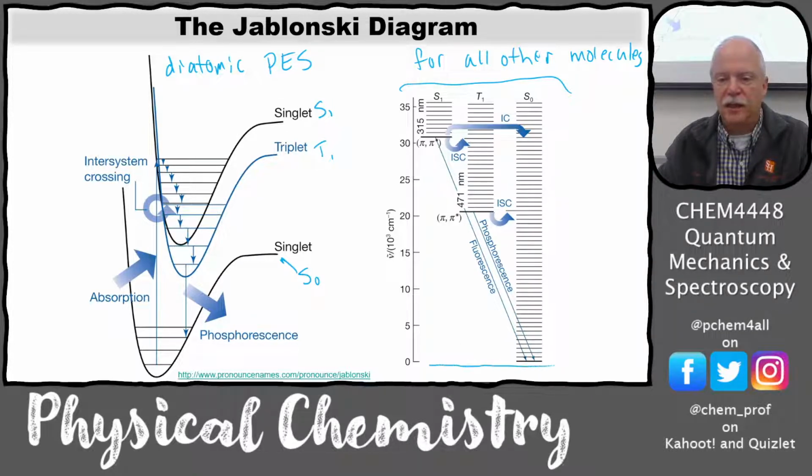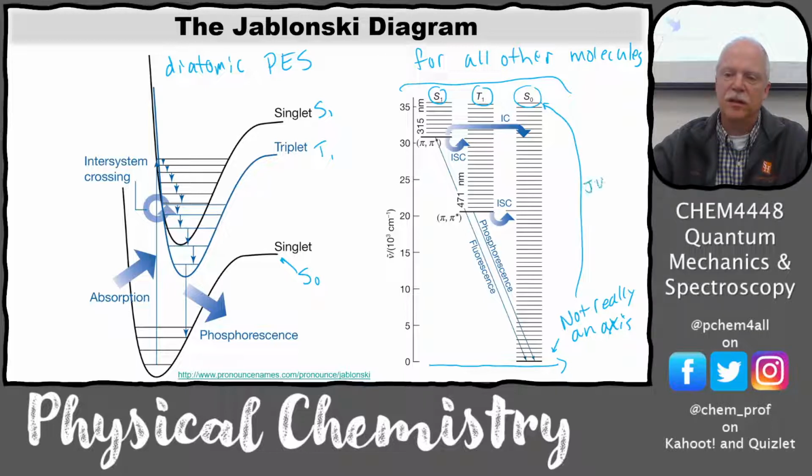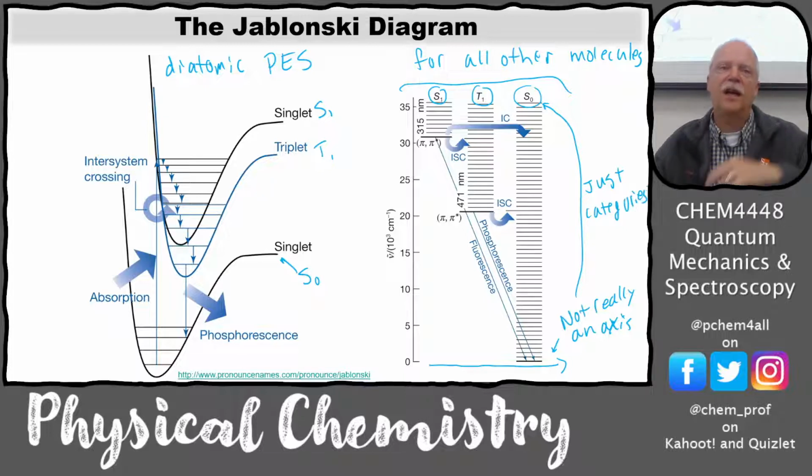The x-axis, it's not really an axis. It's just categorizing things by these different potential energy surfaces. So it's really just categories. Kind of like the Grotrian diagrams. The x-axis really wasn't numerical. It was just categories of different electron configurations. Same thing here, but for a molecule.